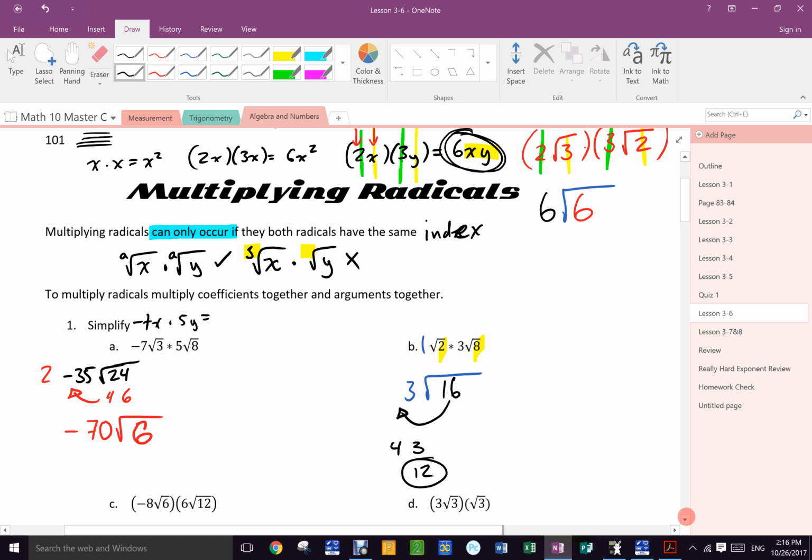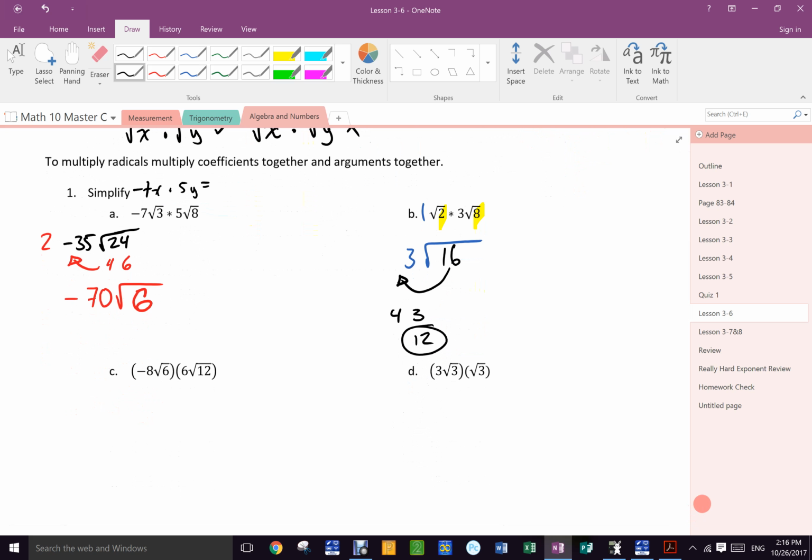Everybody cool? What's the square root of 16, Brianna? 4. Yeah, because this is telling you to take the number 3 and multiply it by the square root of 16. What is the square root of 16? 4. What's 3 times 4? 12. That's it. It's 12, because the square root of 16 is 4.